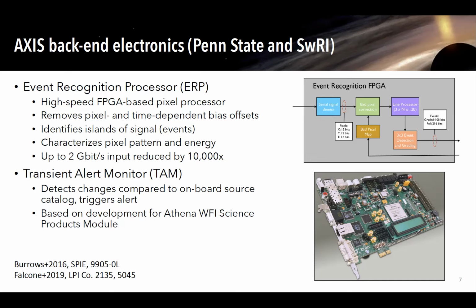In addition, the backend electronics will have a transient alert monitor, and this really is key for AXIS' success at being a transient finder and alert telescope. This simply picks off that event list and detects changes in the rate compared to onboard source catalogs, which we can constantly update, and then triggers an alert.